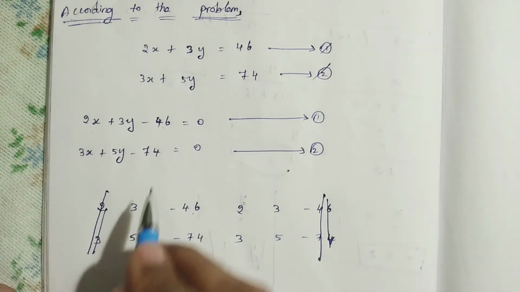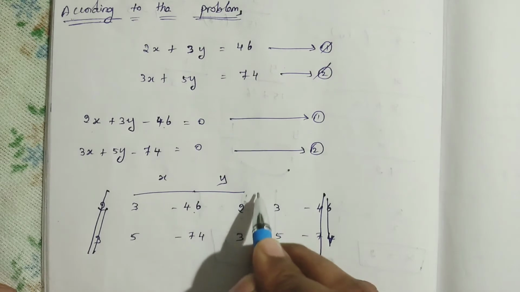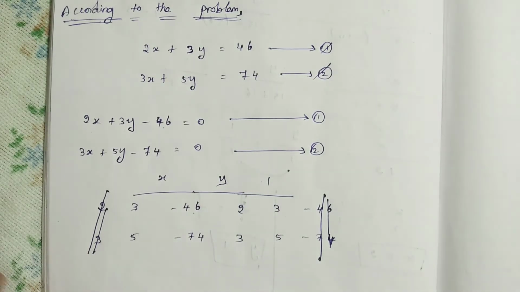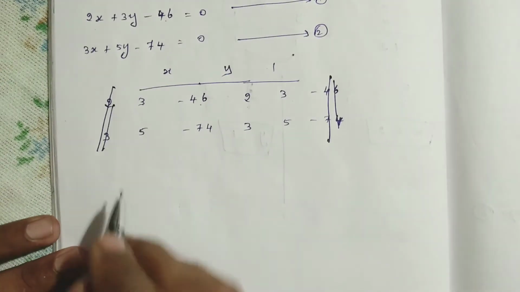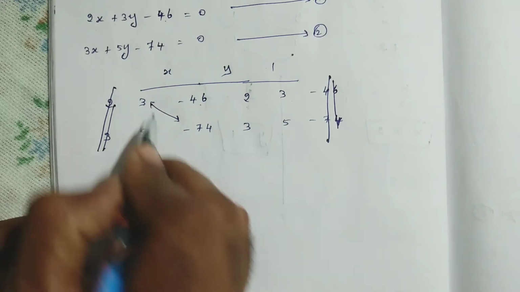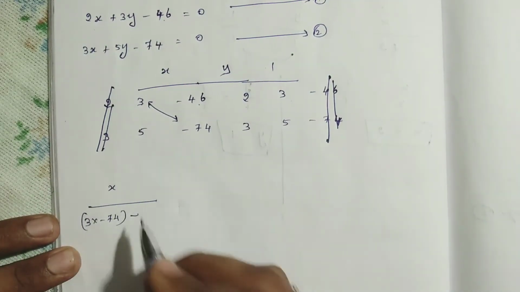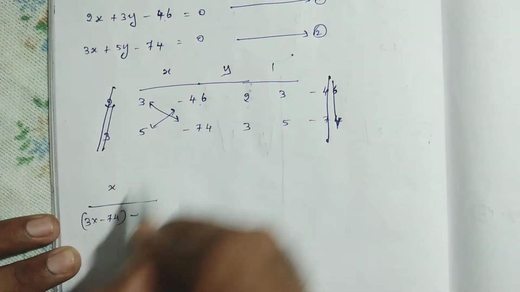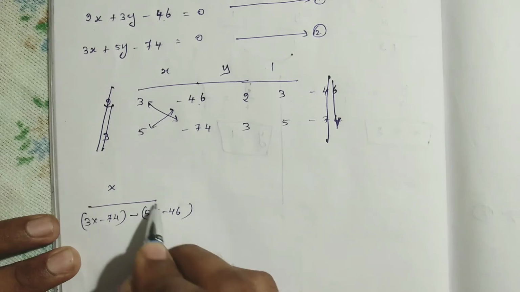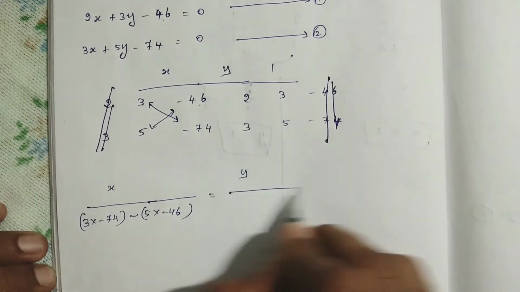Clear? Now x divided by this term and y divided by this, then 1 divided by this. Clear? Now we can write the formula. Now listen carefully. X divided by cross multiplication of these 2. So 3 into minus 74, then minus this one. So minus 5 into minus 46. Are you all clear? First one equal to, then y divided by cross multiplication.